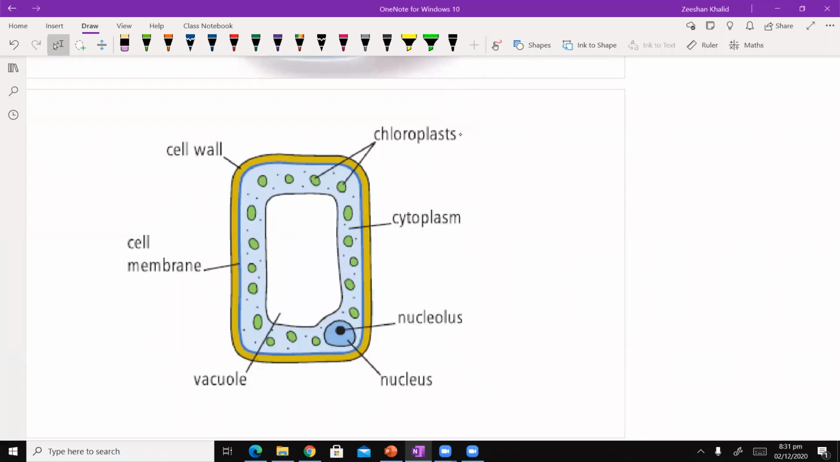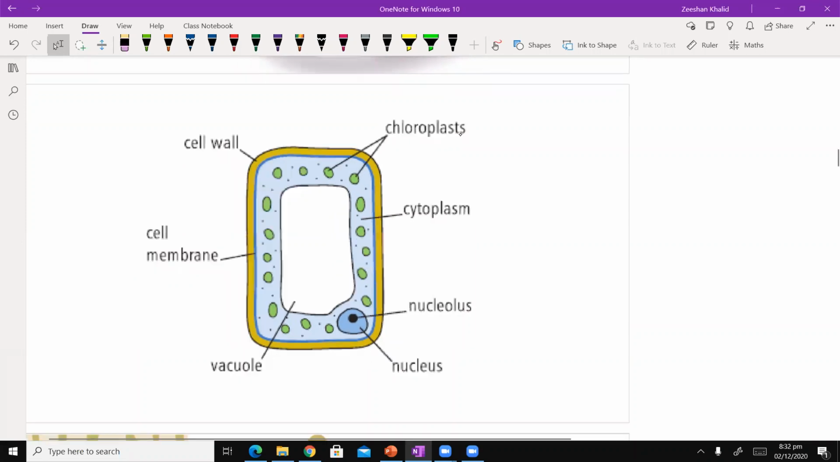So usually, okay, this is a typical plant cell. We need to understand that there are three basic differences between the animal cell and the plant cell. The things I'm going to highlight here are the chloroplast, vacuole, and the cell wall. These are specific to plant cells. You will not find them in animal cells.